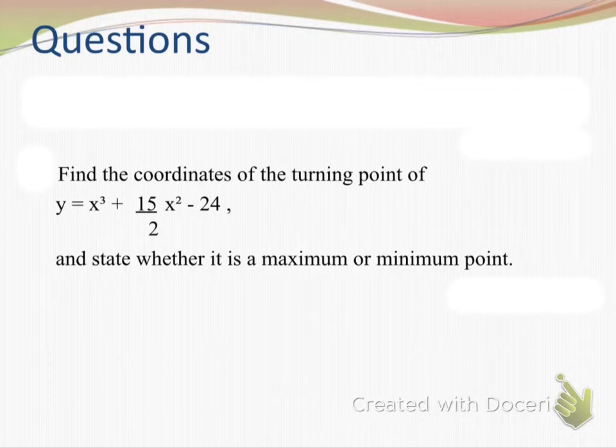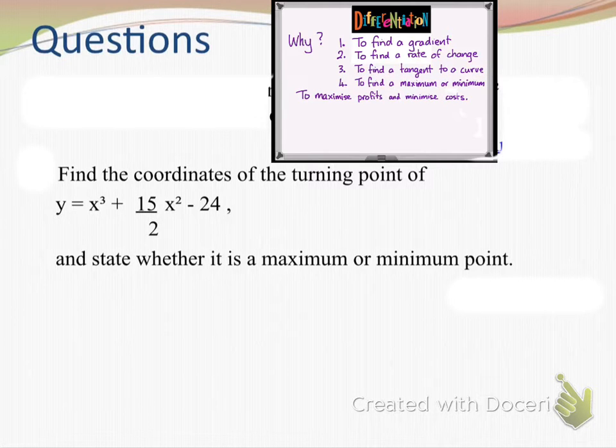Here we want the coordinates of the turning point. So there's the equation. We have to state whether it's a maximum or a minimum point. Now you should know that for maximums and minimums we need to differentiate. So that's what we're going to do first. And a turning point, of course, is a maximum or a minimum. There we have a graph. We can see that the top one is the maximum and the bottom one is the minimum.